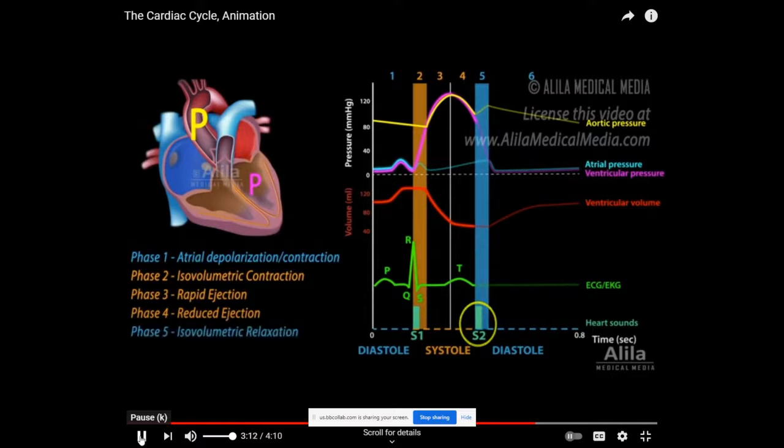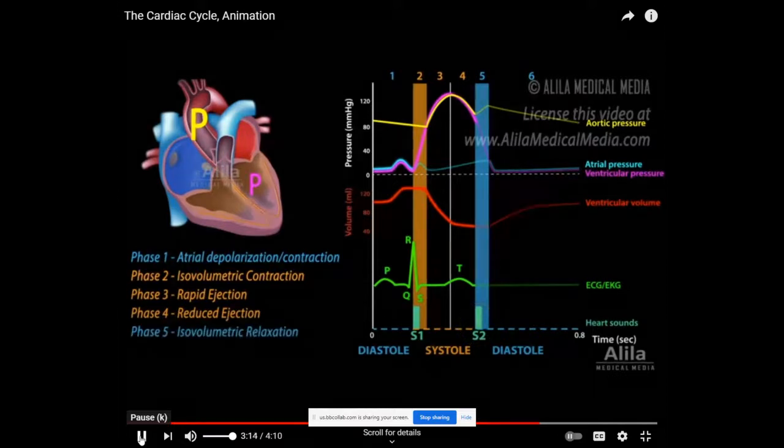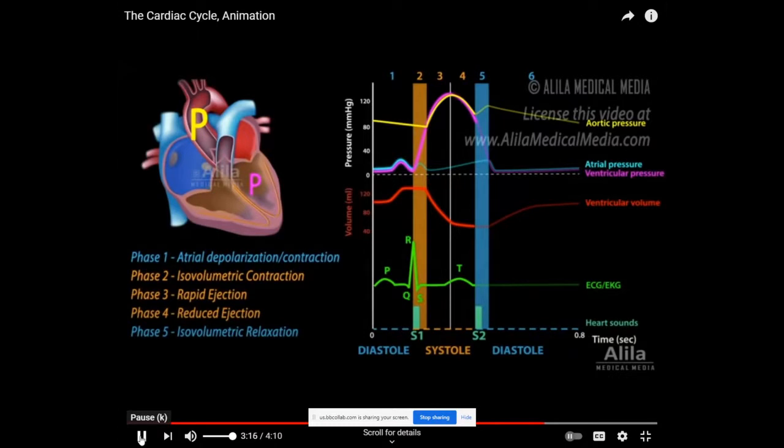The first part of diastole is, again, isovolumetric, as the ventricles relax with all valves closed. Ventricular pressure drops rapidly, but their volumes remain unchanged. Meanwhile, the atria are being filled with blood and atrial pressures rise slowly.